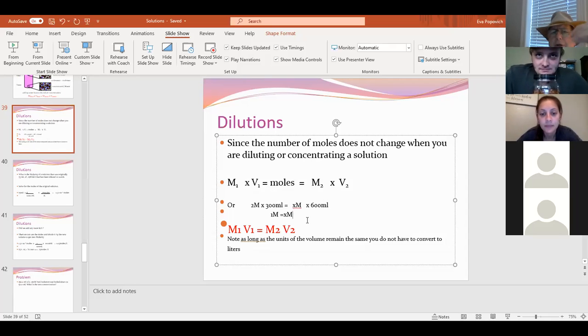And the beauty behind this is that it does not matter what the label of your volume is. As long as it stays the same, left and right, you don't have to do any conversions. Because if this were quarts and this were quarts, I would have to convert this from quarts to liters, and I would have to do the same conversion on this part. So the math would cancel out. As long as the label for the volume remains the same, you don't have to convert to liters.